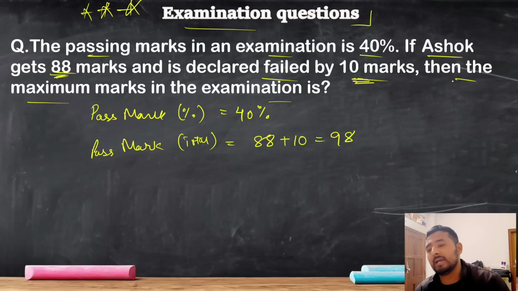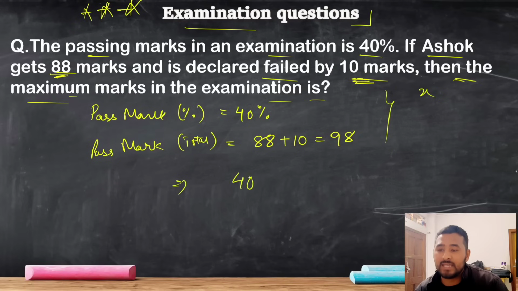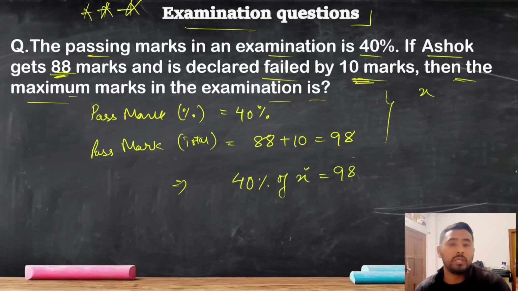So what they are asking, then the maximum marks in the examination is what? So let the maximum marks be X. So what will we do? So he got 40% of X, and the pass mark was 98. So equate this to 98. Like I said, 40% is 2 by 5. We'll always use the fractional value. Okay, 2 by 5 of X equal to 98.